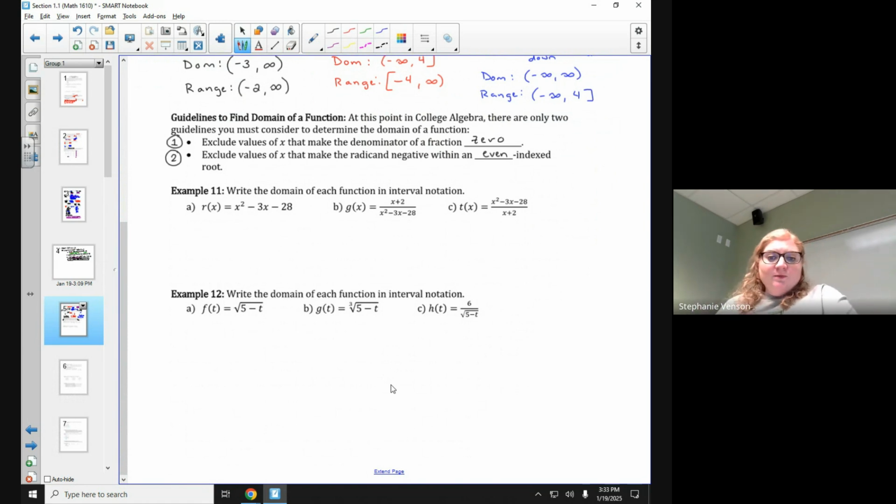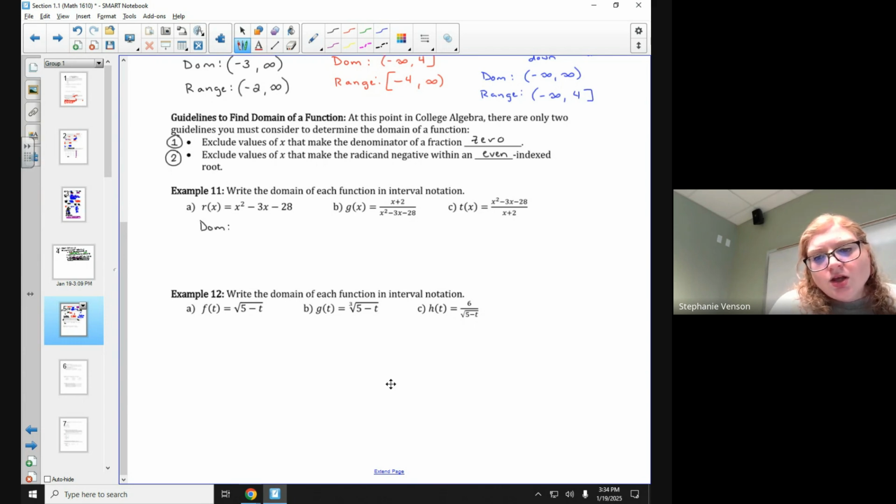It says, write the domain of each function in interval notation. Okay, so let's look at 11a. R of x equals x squared minus 3x minus 28. There are no x's in a denominator position, so I don't need to worry about number 1. And there are no square root symbols. So that's just a quadratic, which we'll study later. But my point is, I don't have any x's in the denominator, so rule 1 doesn't apply. And I don't have any square roots or 4th roots or 6th roots, so rule 2 doesn't apply. So I can automatically assume that the domain of A is negative infinity to infinity.